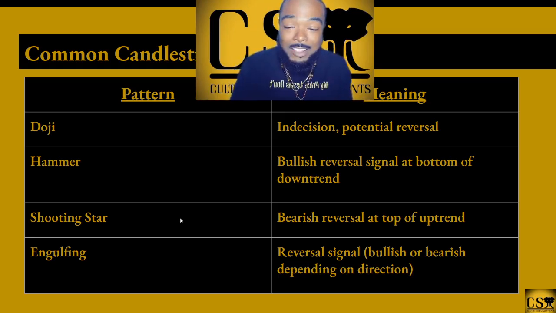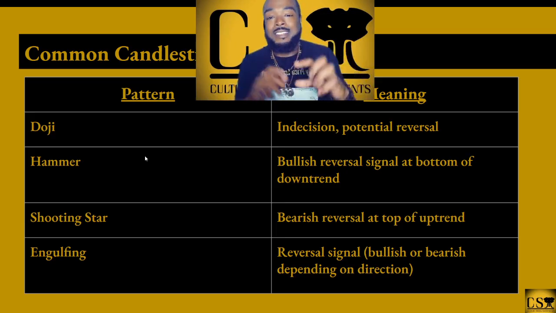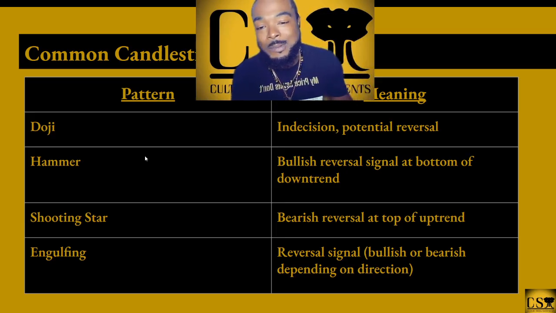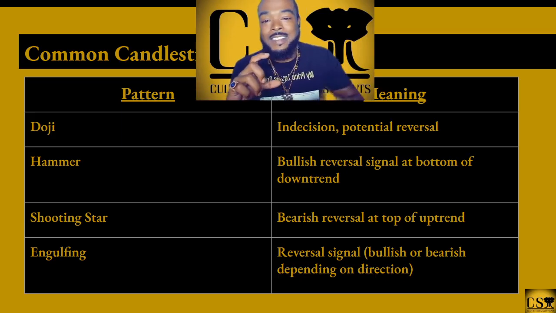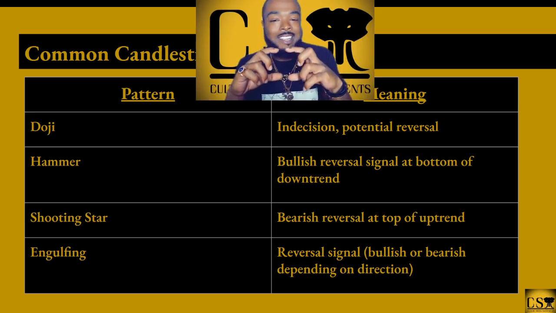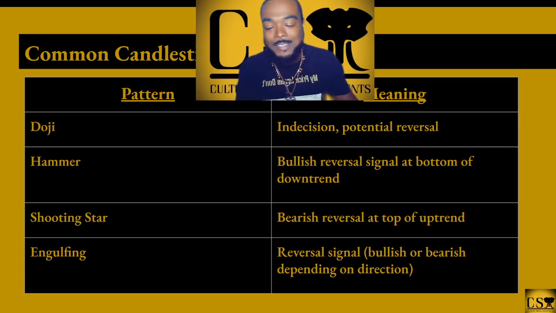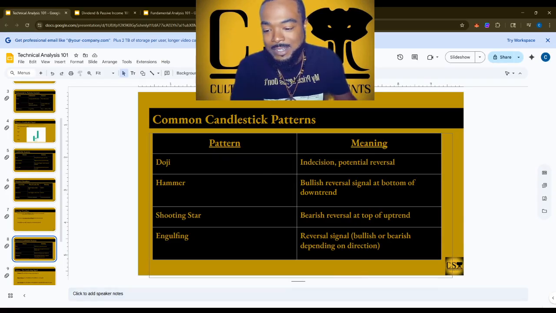And then engulfing is when you have one candlestick engulfed by the one that comes right next to it. If you had a downward candlestick, the very next candlestick is an upward candlestick the same size. So it just engulfs it, just eats it up. But let me show you guys an example of each one of these candlesticks right now. You can see what I'm talking about.